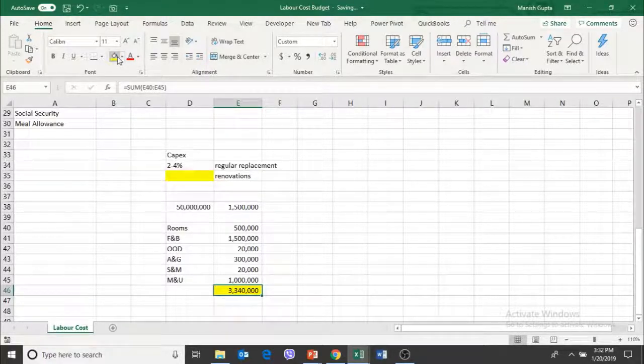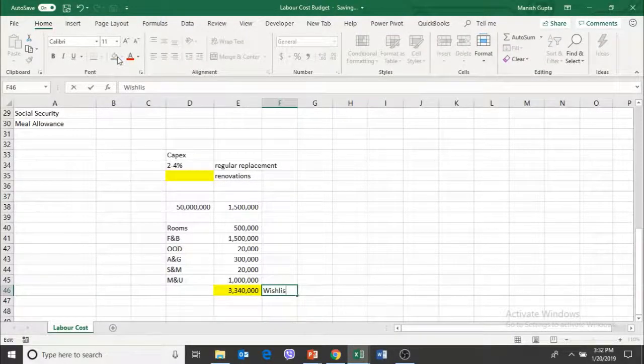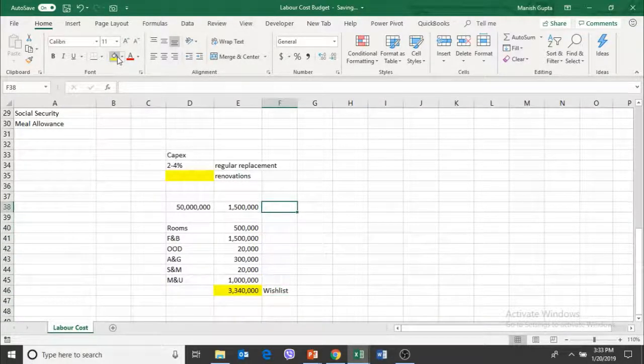So now you have $3.3 million of wish list. Let's call it a wish list, meaning these people are requesting this much money. So how are you going to justify or allow the capex when you are allowed only 1.5 million? The request is $3.3 million, right? So now you need to prioritize, correct? Prioritize which one goes first, which one goes last, which one we can cancel. So how do you prioritize? What is on the top of the priority list?